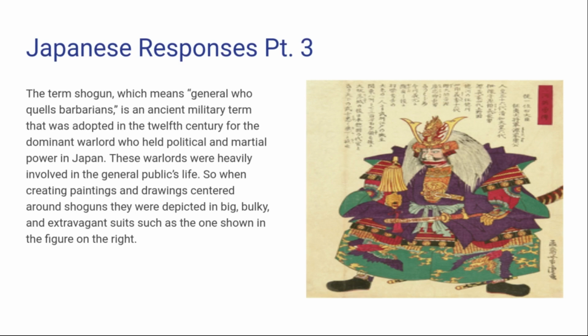Looking at the picture to your right, when creating paintings and drawings centered around shoguns, they were depicted in big, bulky, and extravagant suits such as the one shown in the figure. This is a primary source showing how shoguns were involved in the general public's life, and the big, bulky clothing showed how powerful they were and how much power they possessed in the general public's life.